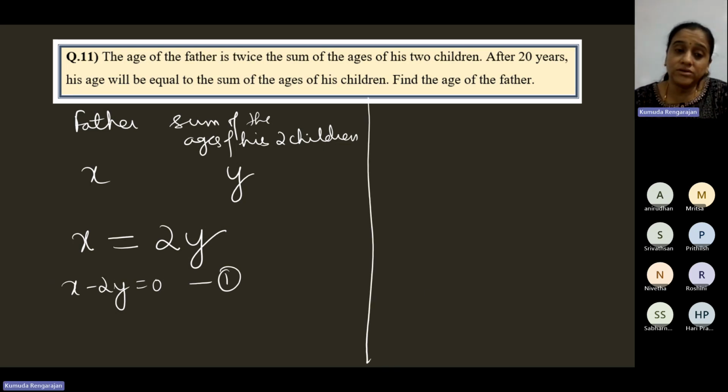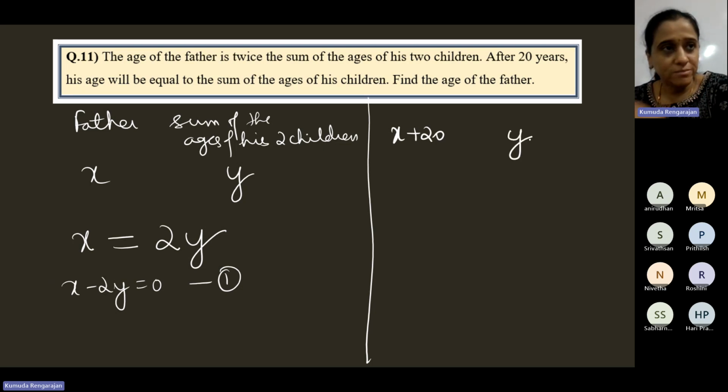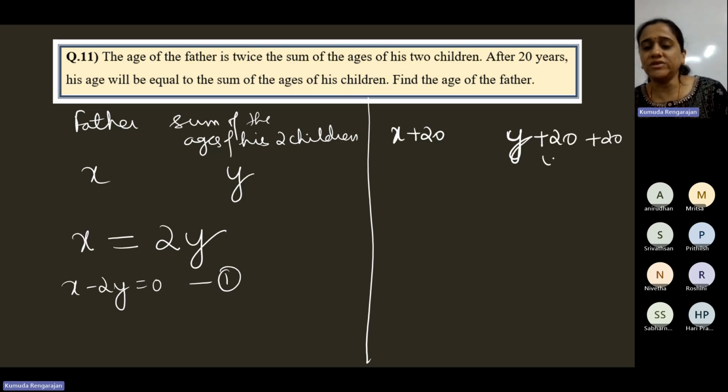Next, after 20 years. So what will be the father's age after 20 years? x plus 20. And what will be the sum of the ages of the two children after 20 years? y plus 40. Because the sum of the ages of the two children now is y. After 20 years, there are two children here, so one child plus 20, the other plus 20. So the sum of the ages of the two children after 20 years will be y plus 40.